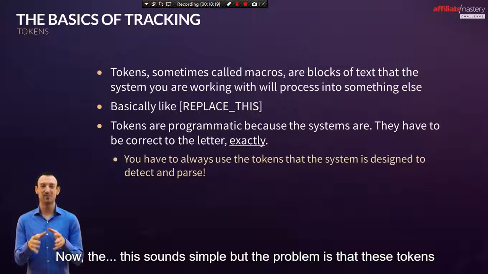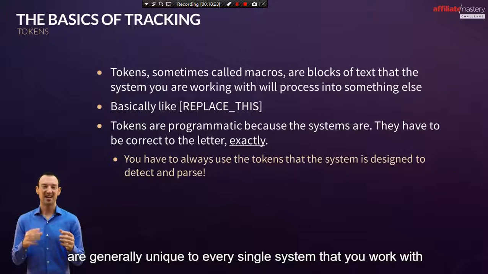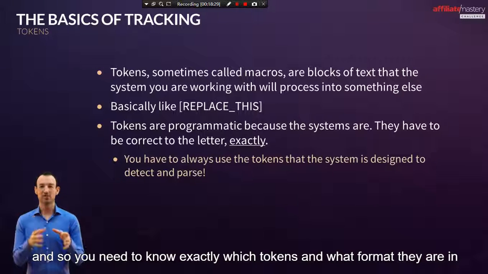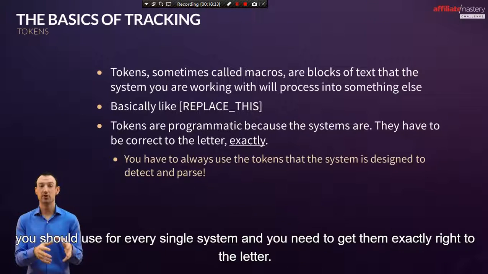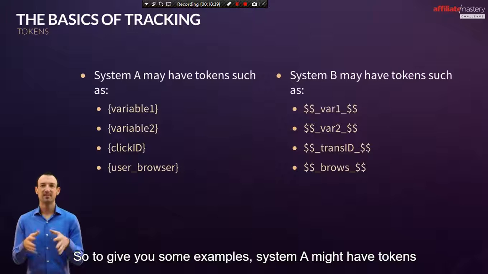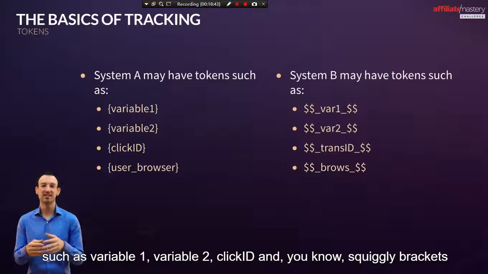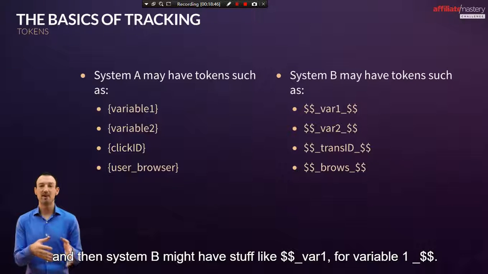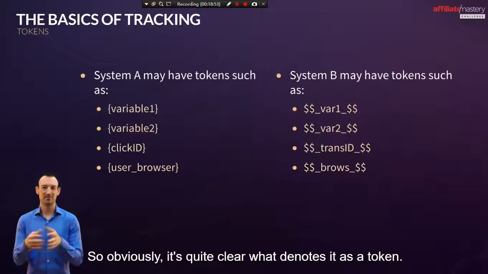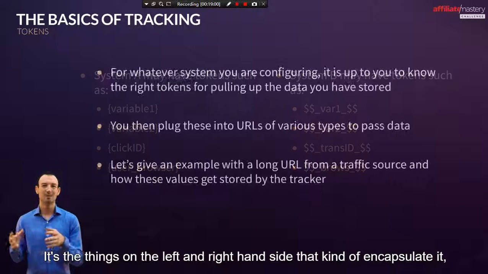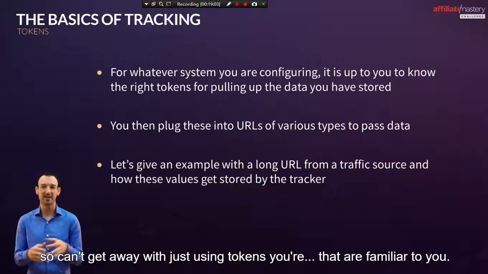Now, this sounds simple, but the problem is that these tokens are generally unique to every single system that you work with, and so you need to know exactly which tokens and what format you should use for every single system, and you need to get them exactly right to the letter. To give you some examples, system A might have tokens such as variable 1, variable 2, click ID, in squiggly brackets, and then system B might have stuff like $_var1_$. So obviously it's quite clear what denotes it as a token. It's the things on the left and right hand side that encapsulate it, but these are clearly very, very different tokens.